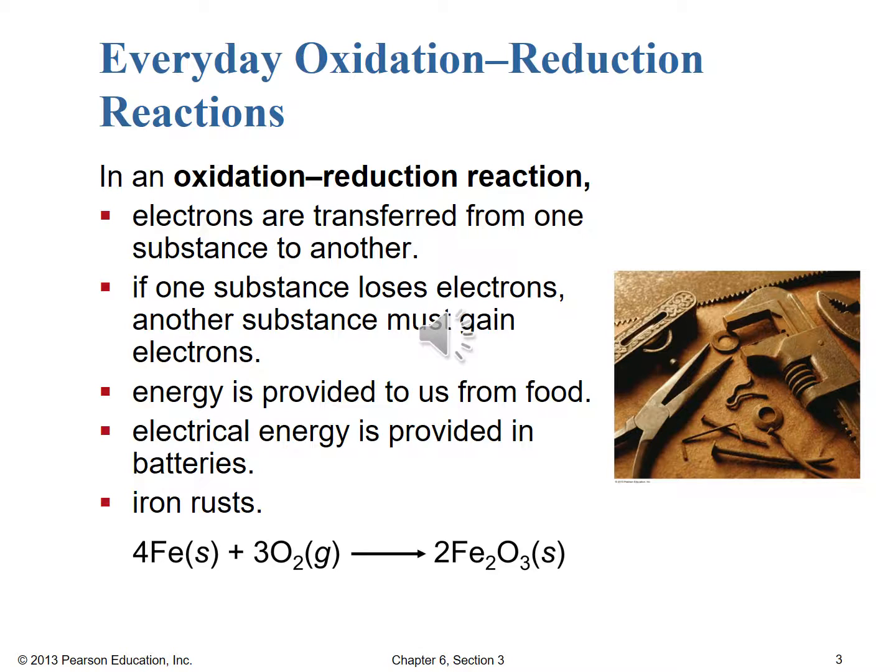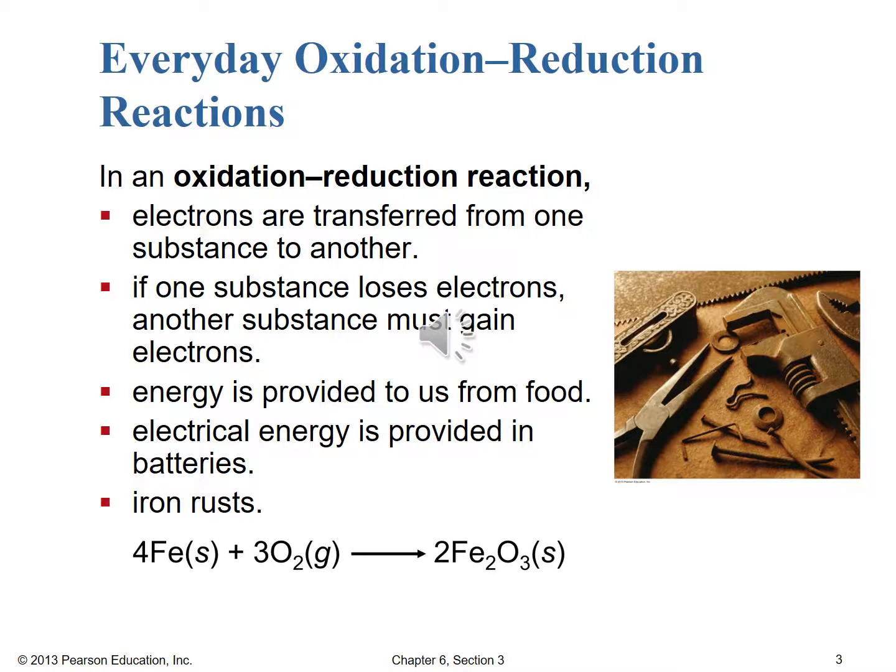Well, in an oxidation reduction reaction, of course, electrons are transferred from one substance to another. So if one substance loses electrons, then another substance must gain electrons. We can't just have this buildup of electrons in nature. Nature prefers neutrality, and so if somebody's going to lose electrons, someone else is going to have to gain them. Energy is provided to us from food through our oxidation of that food, and therefore the accompanying reduction reactions. Electrical energy in batteries is a form of chemical potential that relies on oxidation reduction.